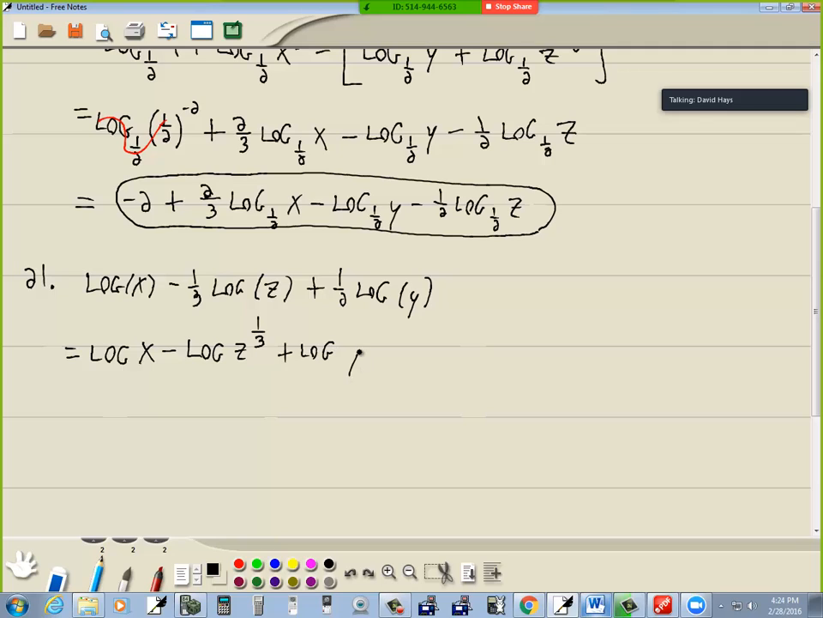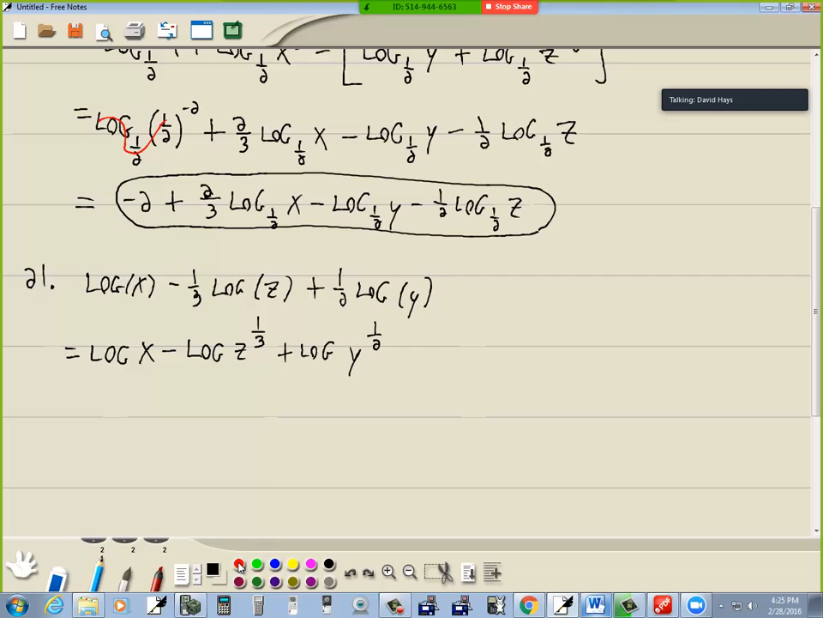Professor, when you do log x minus log z to the 1/3, could you also do log x plus log z to the negative 1/3? Yes, that could work. That'd be fine. You just have to make sure at the very end that if you have any negative exponents, you typically want to get rid of those.